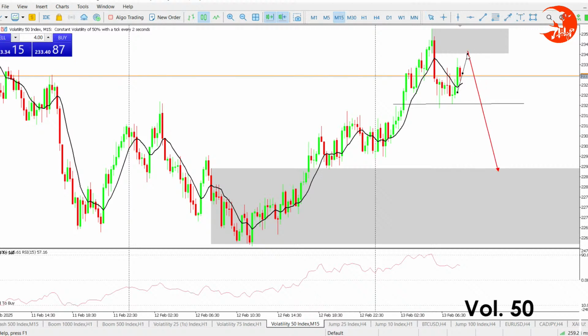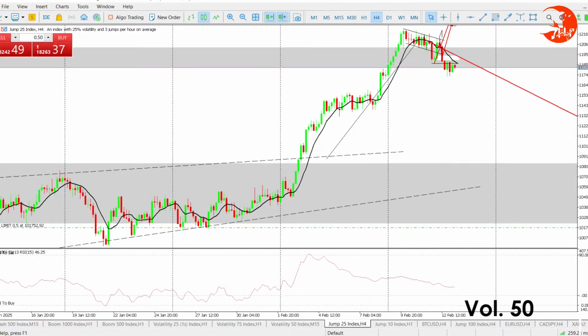But if it doesn't, then I will wait for the breakout right here and the retest right there. So that's how I'll be looking at entering this asset. So I'll leave this at M15. Jump 25.